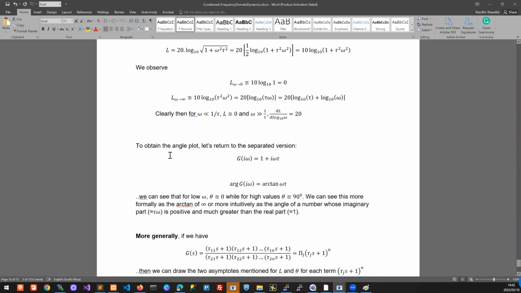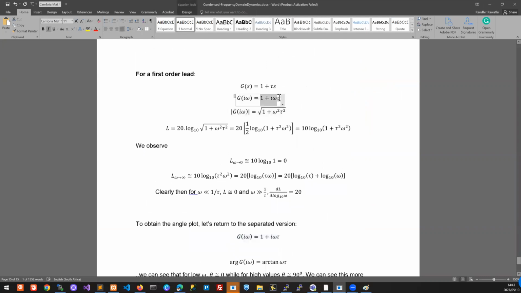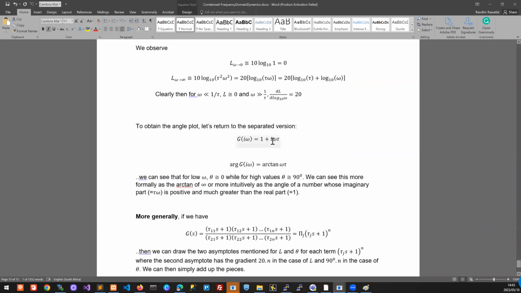Now let's look at the angle side of it. So of course, going back to our function, and that's our function in terms of I omega. G of I omega has this form, which is already separated into the real part and the imaginary part. And so the angle is the arctan of the imaginary part, which is omega tau, divided by the real part, which is 1. And we can see here that when omega is small, then this is going to be the arctan of 0, which is close to 0. And then when omega goes off to infinity, then this is arctan of infinity, which is 90 degrees.